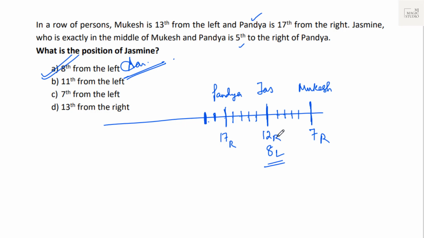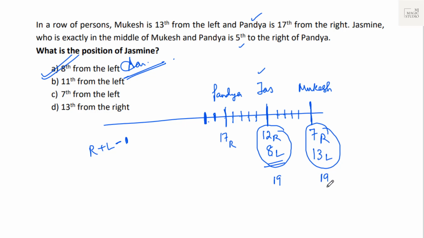If they ask how many people are there in the row, then with the help of Jasmine's position or Mukesh's position, we can find the number of people in the row. The number of people is, for a particular person, the right position plus the left position minus 1. So 12 plus 8 minus 1 is 19. Also 7 plus 13 minus 1 is 19. So there are 19 people in this row, and the position of Jasmine is 8th from the left.